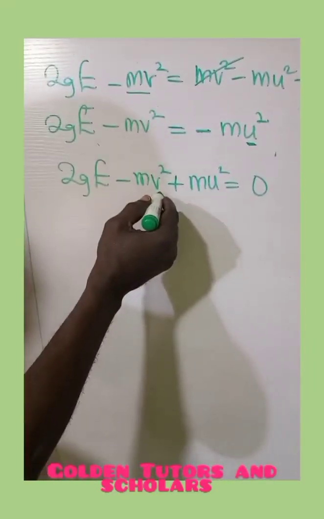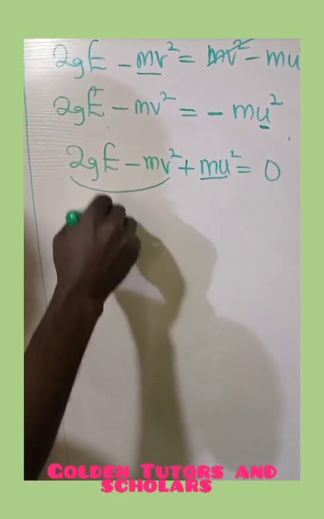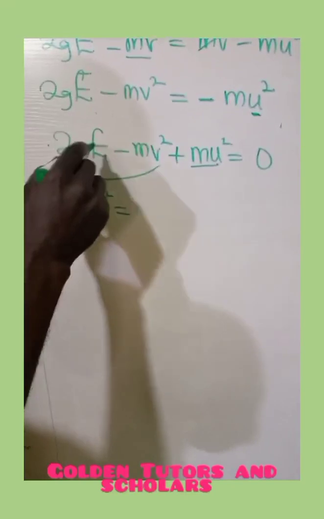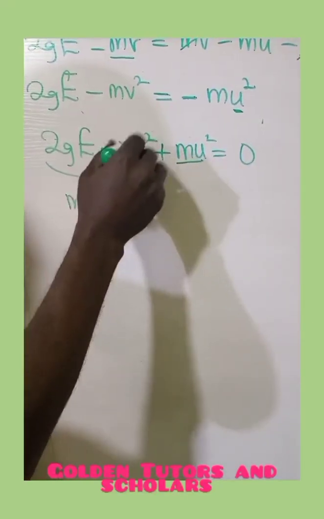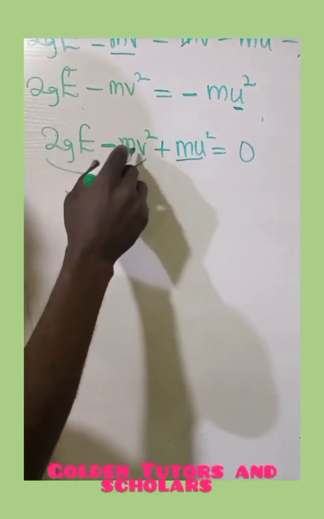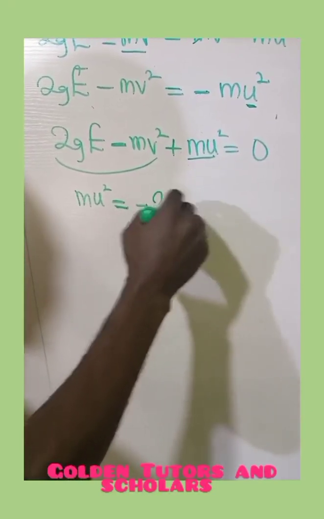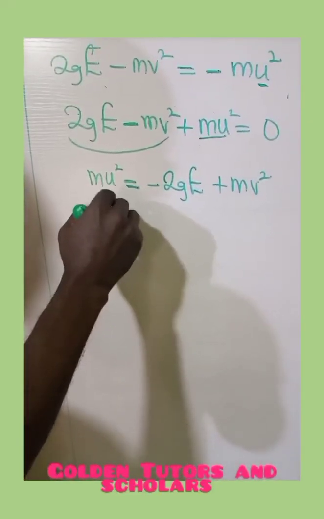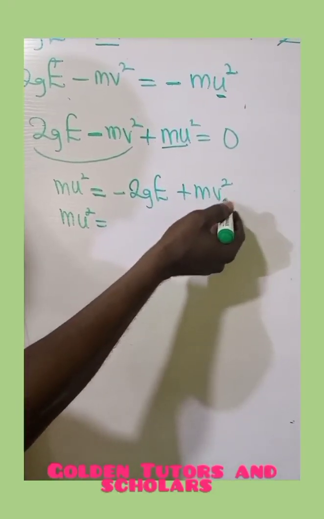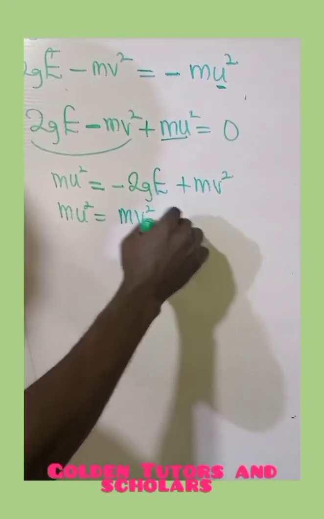Now it therefore means that I will have to remove all of this to the right hand side so that I can have this standing. So I have mu squared equals, remember this is plus 2gE minus mv squared. When this crosses the sign of equality to the right hand side, it becomes negative. This negative mv squared, when it crosses the sign of equality, becomes positive mv squared. That is the rule. So this becomes minus 2gE plus mv squared. I can also represent it like this, and I can choose to write this first, which is positive, and this is negative, which is now mv squared minus 2gE.